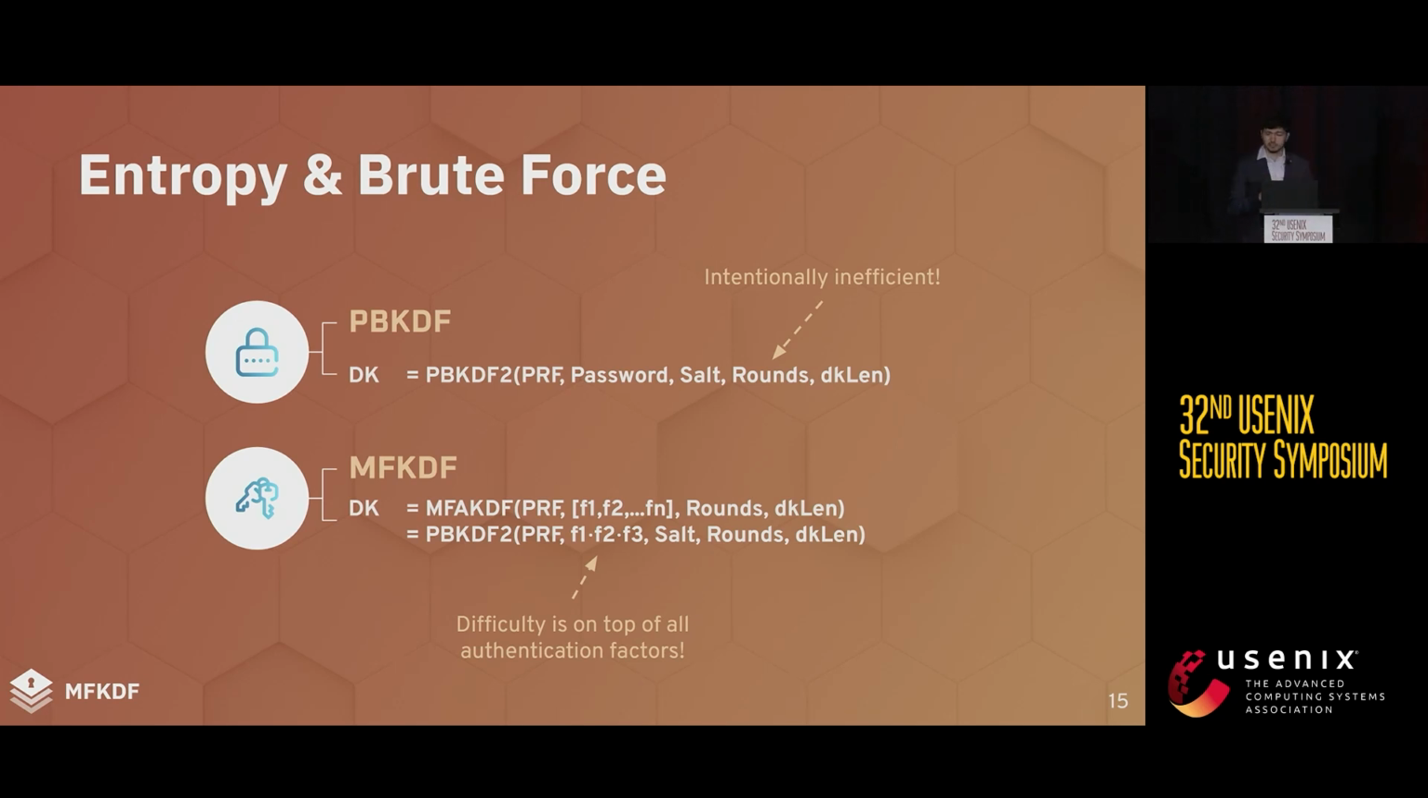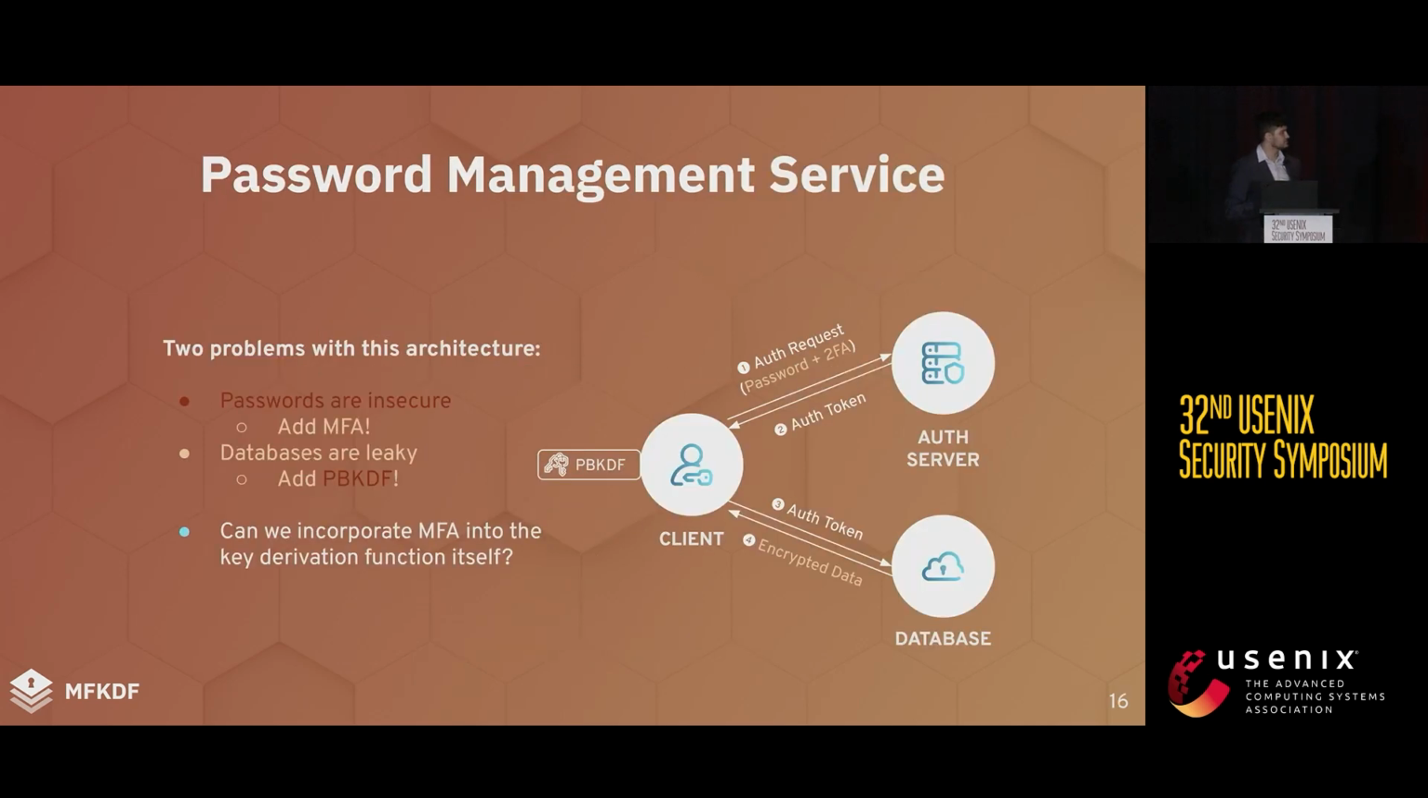And now an interesting thing that Connor mentioned is that password-based key derivation functions should be slow. They're intentionally slow to defeat brute force attacks. And the interesting thing about MFKDF is that the intentional computational inefficiency is on top of the product of all of the factors. So in other words, it's not like I can brute force your password and then I can brute force your TOTP and now I have your key, right? I would have to brute force all the possible combinations of all of your factors, which gives me an exponential improvement in the brute force resistance of this key.